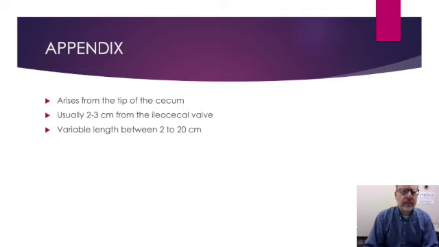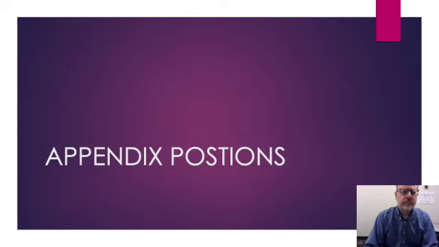The appendix is a small vestigial structure that arises from the tip of the cecum. It is usually about 2 to 3 centimeters from the ileocecal valve. The appendix has a variable length, being anywhere from 2 to 20 centimeters, and also a variable location within the abdominal cavity. So I'll talk to you briefly about the various appendiceal positions.